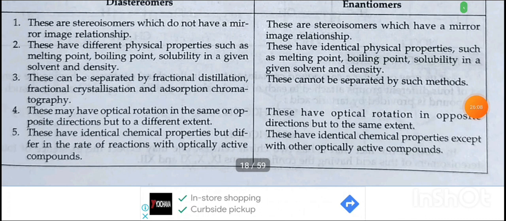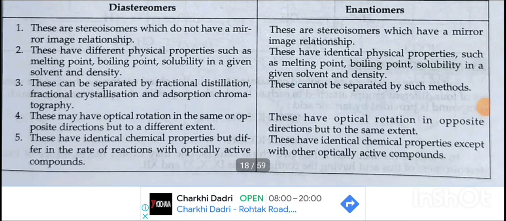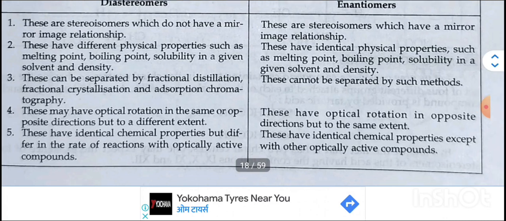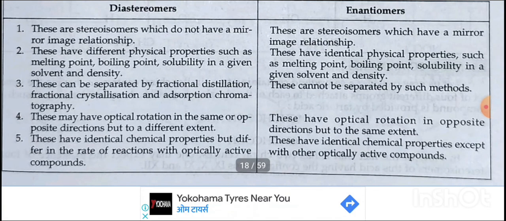Comparison of diastereomers and enantiomers. Diastereomers do not have a mirror image relationship. Enantiomers are stereoisomers which have a mirror image relationship. Diastereomers have different physical properties such as melting point, boiling point, solubility in a given solvent, and density. Enantiomers have identical physical properties such as melting point, boiling point, solubility in a given solvent, and density.